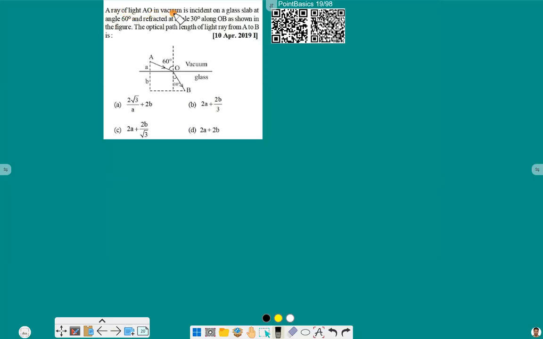So a ray of light AO in vacuum is incident on the glass slab at an angle 60 degree and refracted at an angle 30 degree along OB as shown in the figure. The optical path length of the light ray from A to B is. So optical path length or OPL is mu into actual path length. So basically it will be mu of vacuum into path length in vacuum, that is AO, plus mu of glass into path length in glass, that is OB.